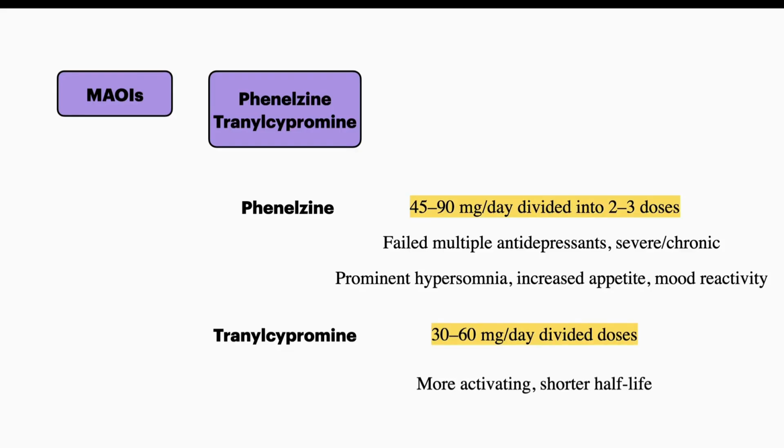Now we have the MAOIs. This is phenelzine, and we have tranylcypromine. So phenelzine, we can use it, and it's 45 to 90 milligrams a day. That's the dose that we can use, and we divide it in 2 or 3 doses. Okay. This is, again, not the first, not even the second option most of the times.